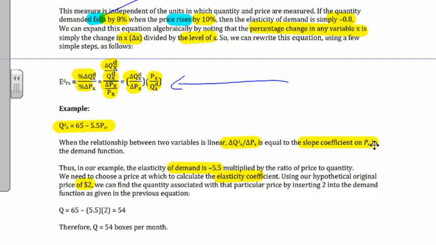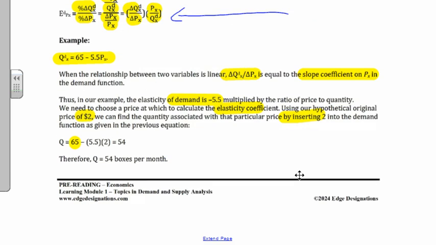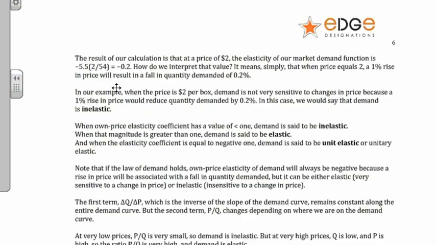What would we say? We can now find the quantity associated with that particular price, because we're going to be using $2, and we input that into the demand function. My 65 stays the same, my 5.5 stays the same. I'm just going to put in the price, which we said was $2. 54 boxes of tea per month is my solution. What does this tell me? The result of our calculation is only talking, first remember guys, at a specific price, $2. At that price, the elasticity of our market demand is minus 5.5.